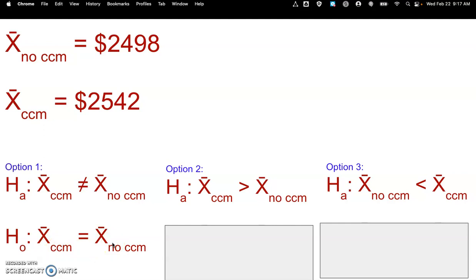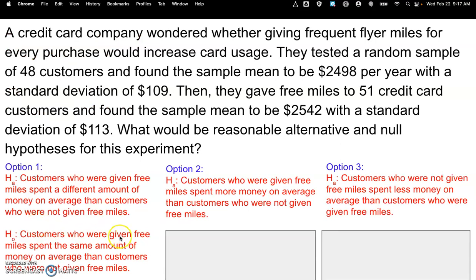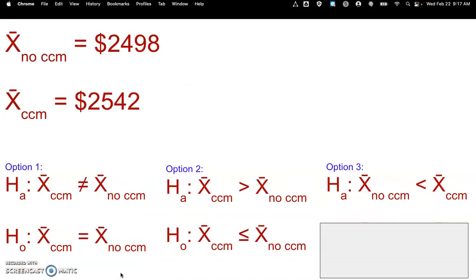And so with that in mind, when we say customers who were given free miles spent the same amount of money on average as customers who were not given free miles, we're not actually saying that they spent the same amount of money, but rather we're saying that the difference in the amount of money spent could simply be explained by random chance, and that if we collected more data, we would find that the means are nearly the same. Okay, and so then same thing here.